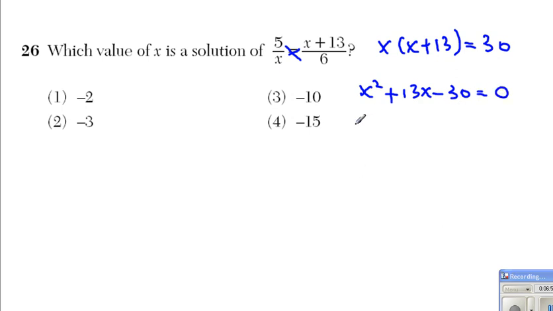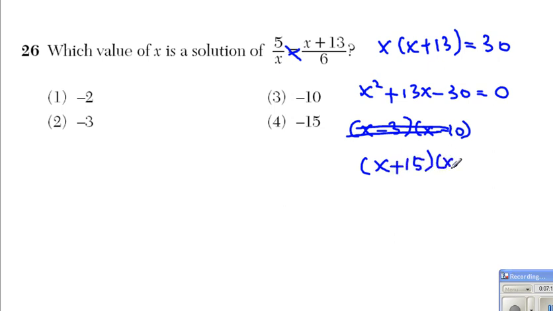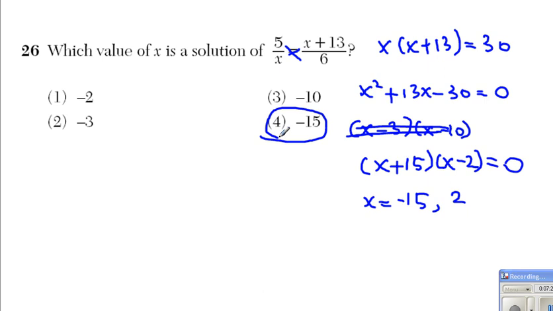Now, we realize that this can be factored as x minus 3 and x minus 10. Oops, not really, I'm sorry. It will in fact be factored as x plus 15 times x minus 2 equals 0. That means x has to be either negative 15 or positive 2. Therefore, choice number 4 would have been our correct answer.